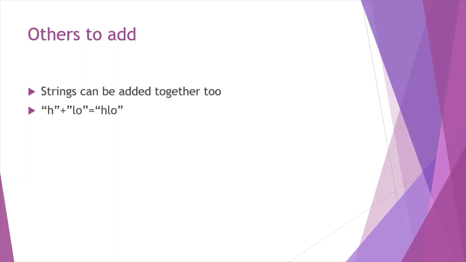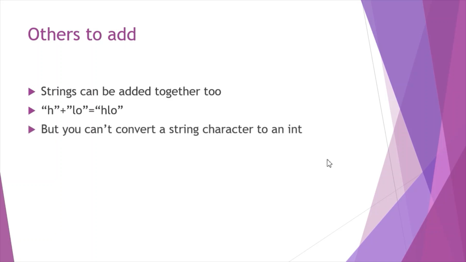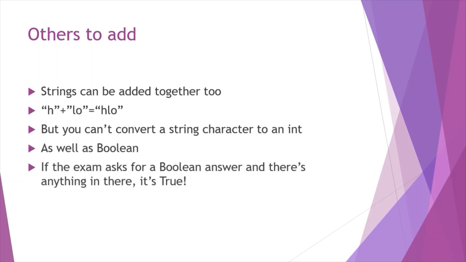So others to add as well. Strings can also be added together. So h plus low is hlow, and this will come out as a string as well. But you can't convert a string character to an integer. So if we try that, it's just not going to work at all. As well as that, we can also add Booleans. If the exam asks for a Boolean answer and there's anything in there, it's true.